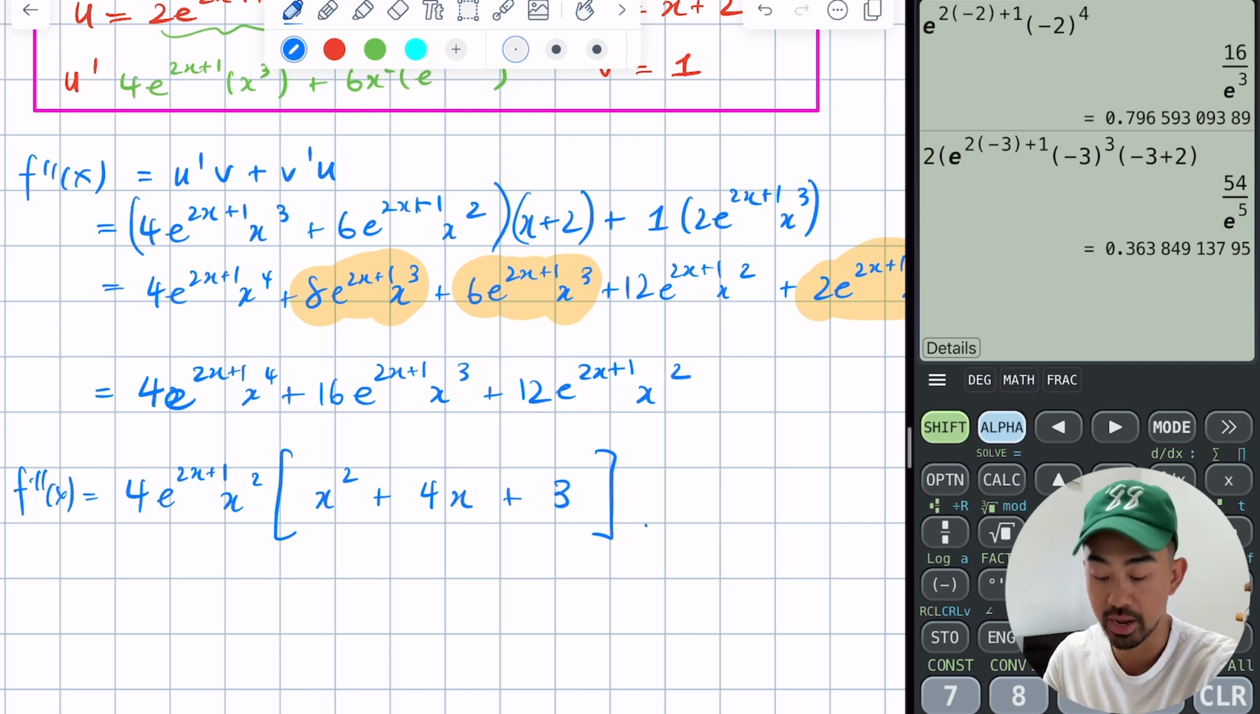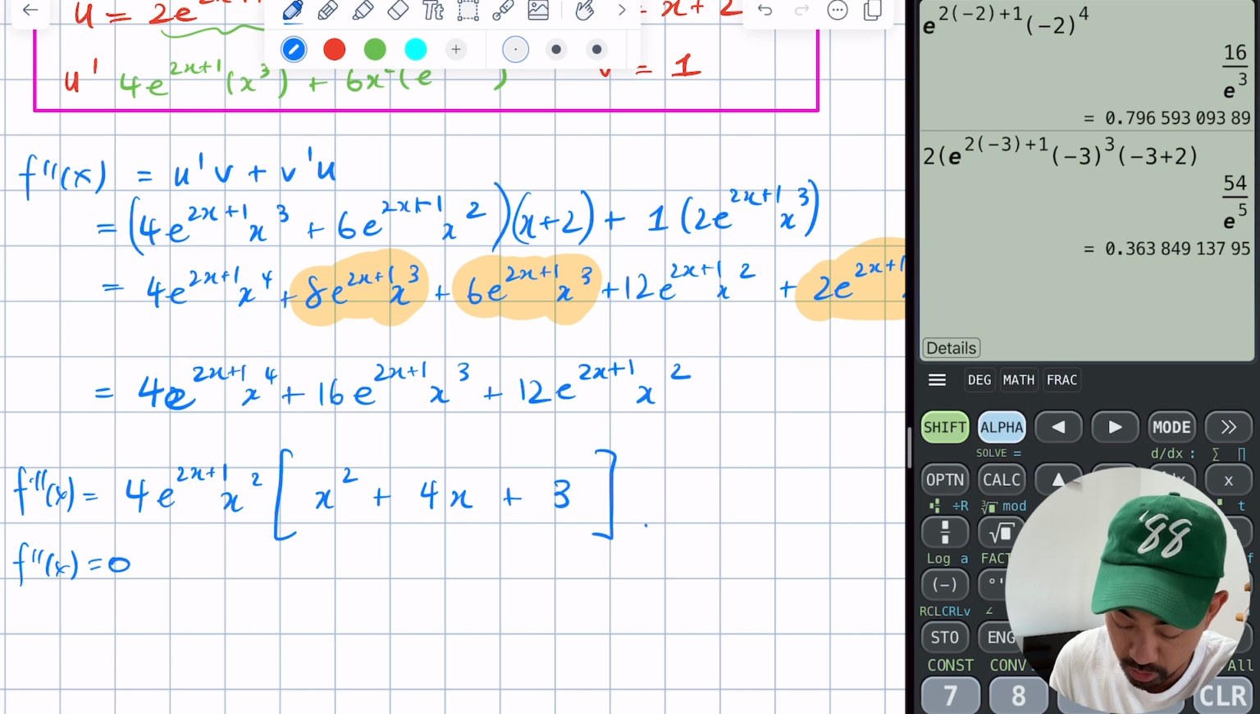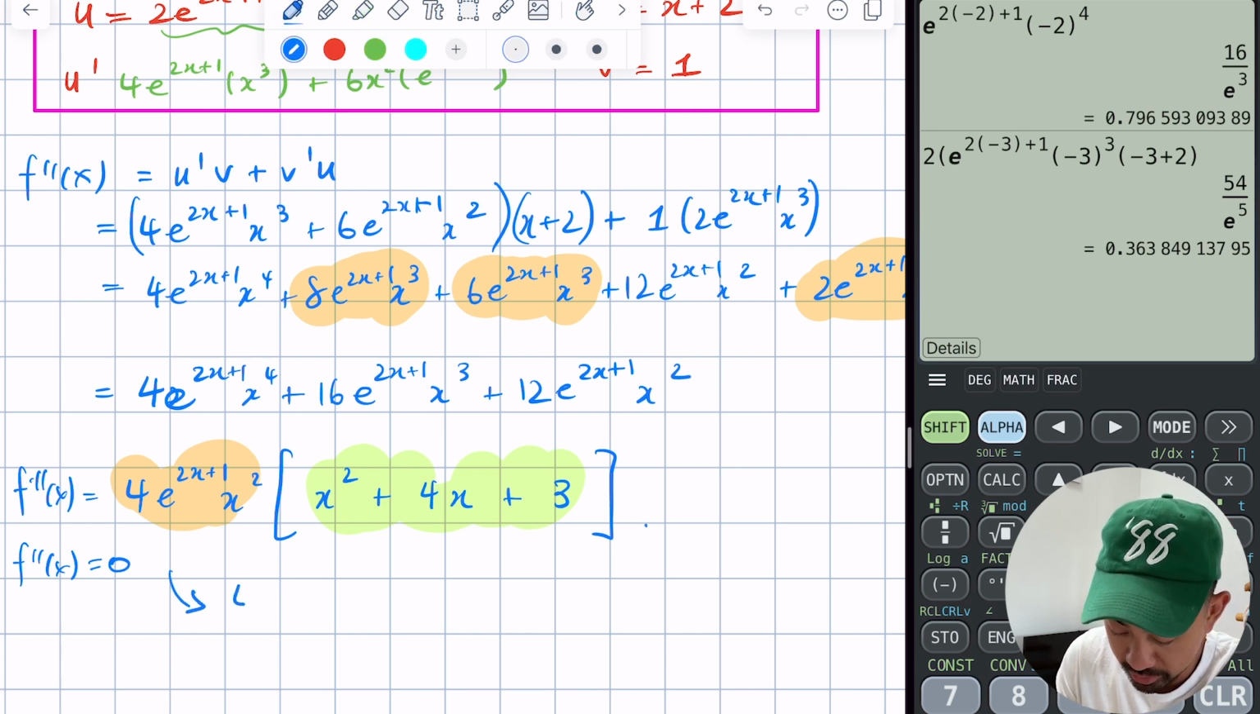All right, cool. Now we've got to find any points of inflection. So we're trying to solve for f double dash x equals 0. So once again, you're going to consider this thing separately and then this bit inside. We'll be able to factorize what's in the square bracket.